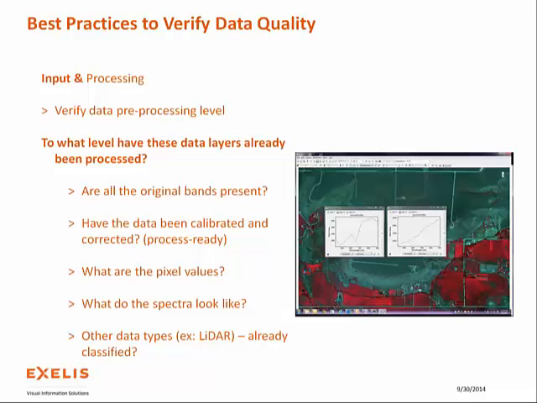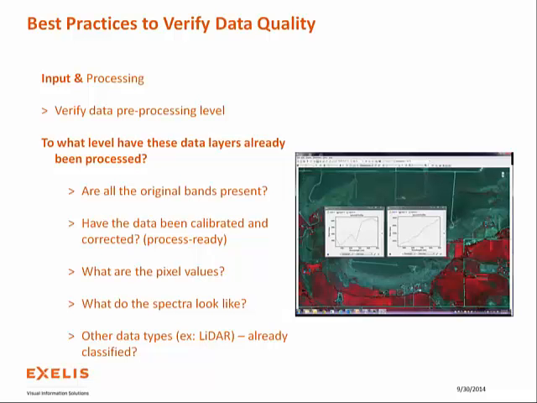What are some of the ways that we can figure out what it is that we're working with? Well, you can look at the pixel values. That can give you an idea of the type of data that you're working with. What do the spectra look like? And what I can show in an example is, have the data been radiometrically calibrated? Have they been atmospherically corrected?